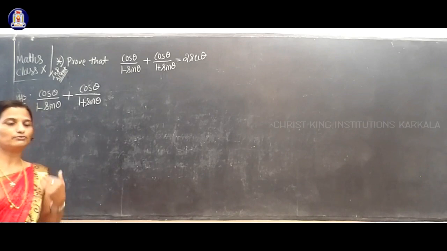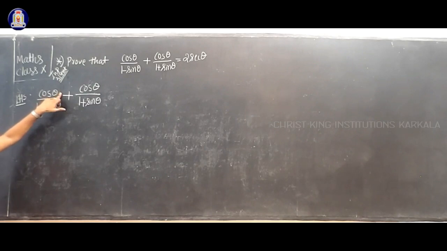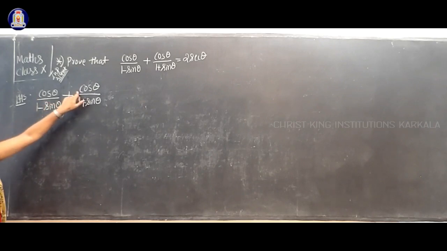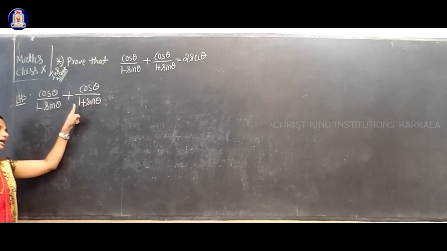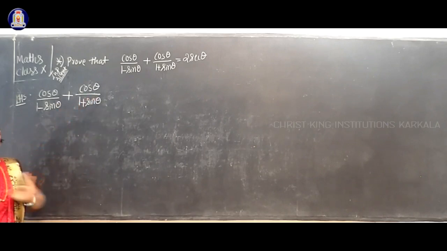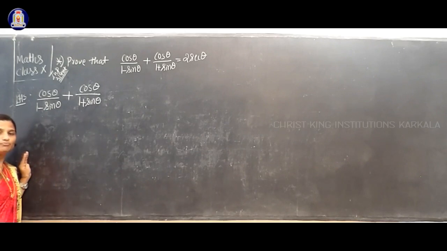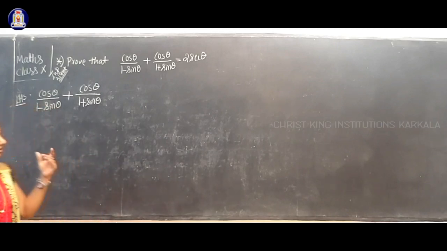Yes, how to simplify? First see, is it possible to apply identities? Cos theta, we can't use any identity. 1 minus sin theta, what is the identity? 1 minus sin square theta is equal to cos square theta. But here it is 1 minus sin theta, so not possible. 1 plus sin theta, is it possible? No. Your identity is 1 minus sin square, but here it is 1 plus sin theta, so it is not possible to use the identity. If it is not possible to use identity, what is your next step? Rationalizing, right?